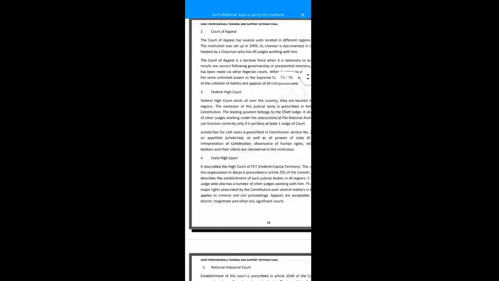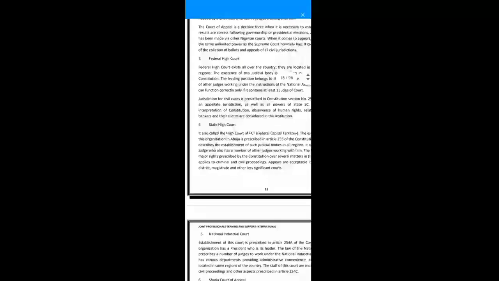Let's look at the state high court. The state high court can also be called the high court. The establishment of this organization in Abuja is prescribed in Article 255 of the Constitution. It is led by a chief judge who also has a number of other judges working with him. So the High Court has major rights prescribed by the Constitution over several matters in the country.